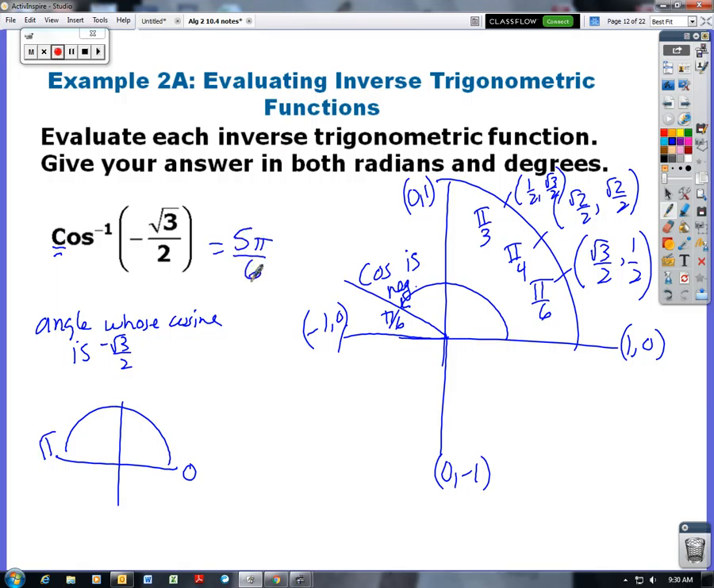We don't have to find the coterminals. In fact, we don't want to, because this is a function. We're only going to get one answer. But we're going to answer that in degrees as well. So this is 30 degrees, and 180 minus 30 is 150. So we could say it's also the same thing as 150 degrees.